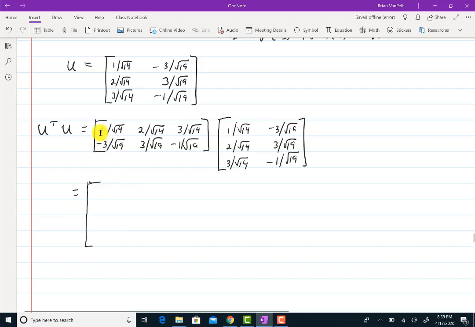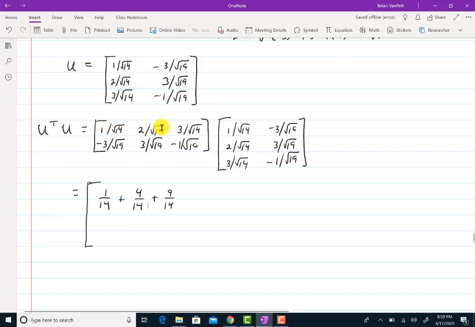We take this row times this column here. So I'm going to have 1 over radical 14 times 1 over radical 14, which should be 1 over 14. And then I'm going to have 2 over radical 14 times 2 over radical 14. That'll be 4 over 14. And then plus 3 over radical 14 times 3 over radical 14 is 9 over 14.